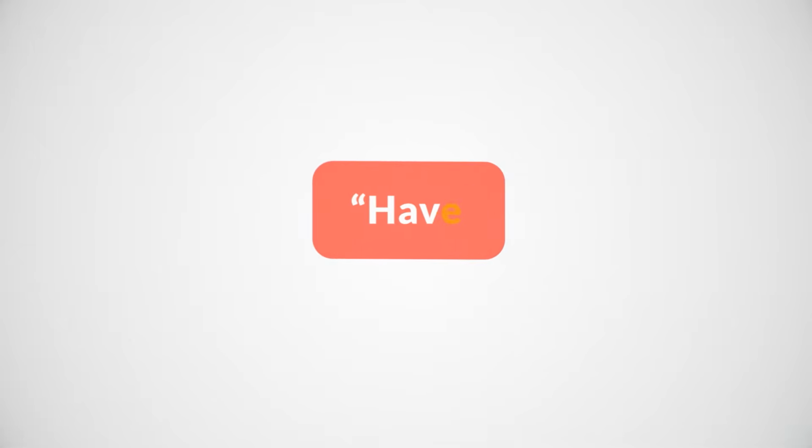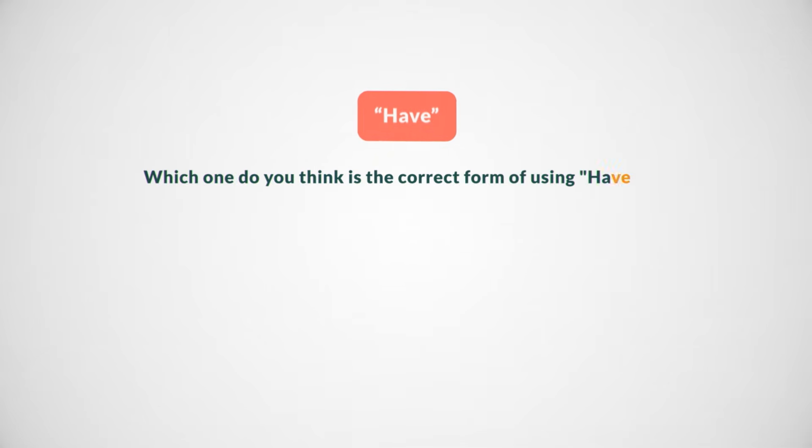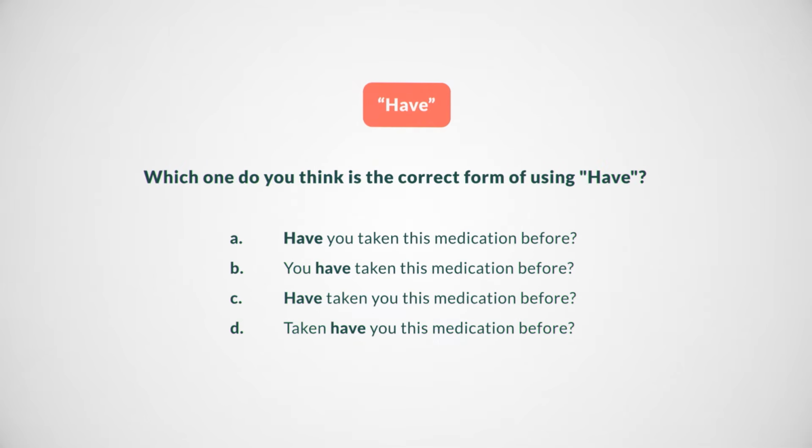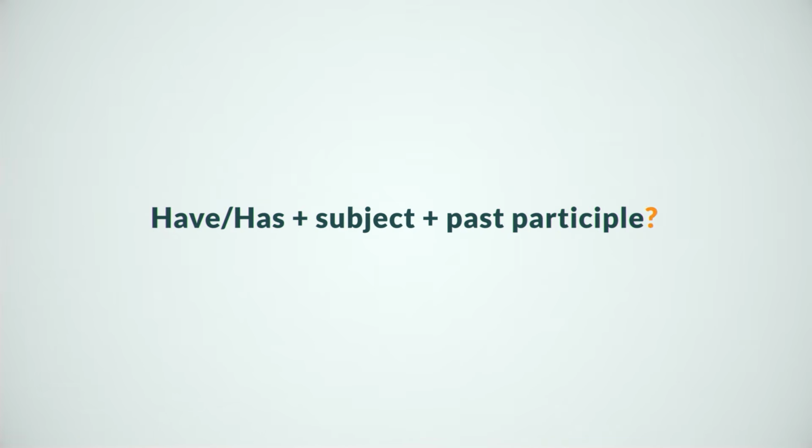Next, let's talk about have. Used to ask about possession or experiences in the present perfect tense. Which one do you think is the correct form of using have? The structure is have for first, second person, and for plural, or has for third person. It means she, he, or it, plus subject, plus verb in past participle.